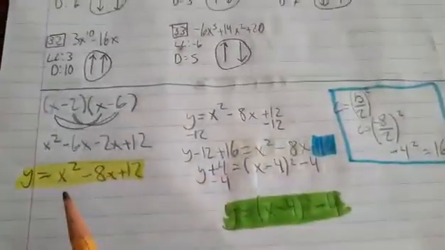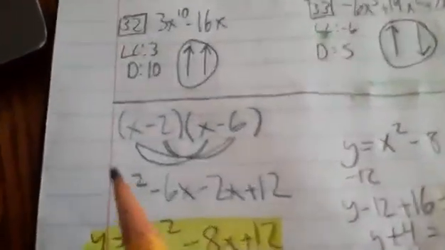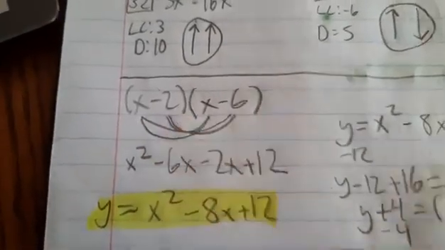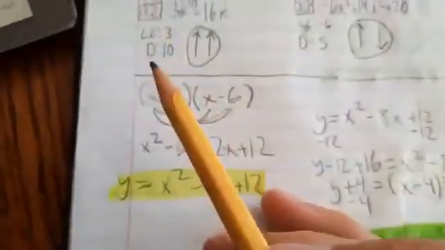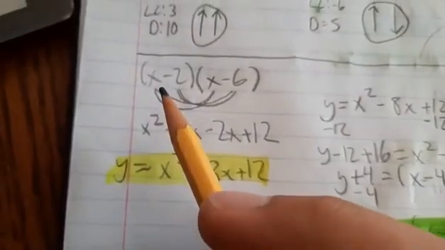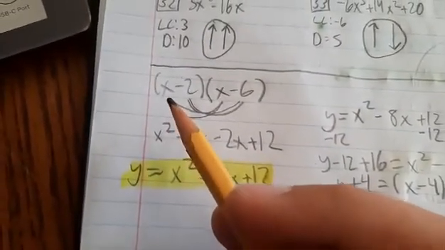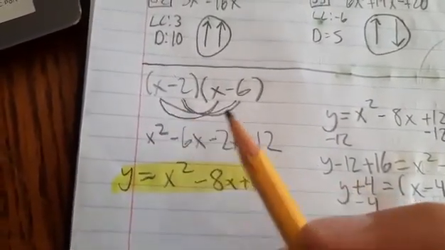Okay, so the first thing you're going to want to do, as you can see here, is we have our equation with these lines around it. What we're going to do is something called foiling, which basically means that we're going to times these two by each other.